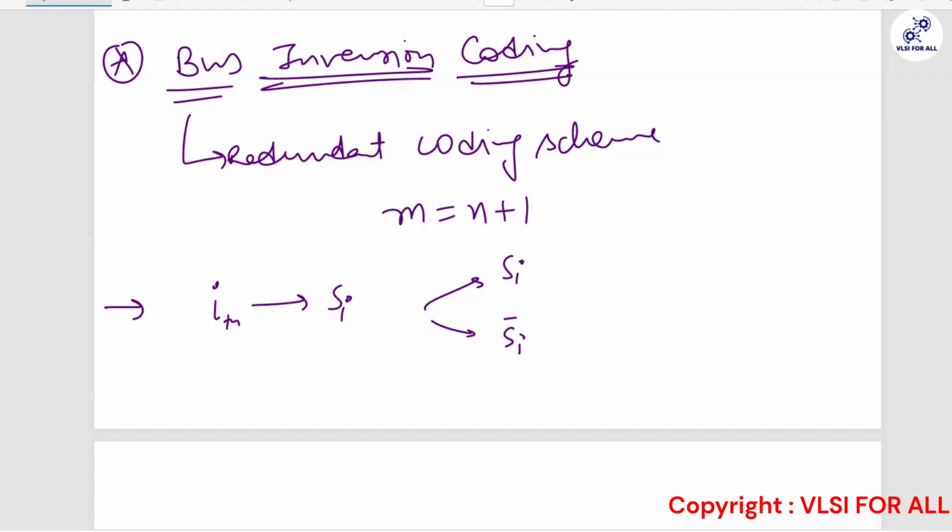If the ith bit is Si, then we will transmit either Si or Si bar. That will depend on which would result in fewer bit transitions. It means we need to remember the previous bits as well, because only then can you determine whether 0 is fewer or 1 is fewer. So this is not memoryless.